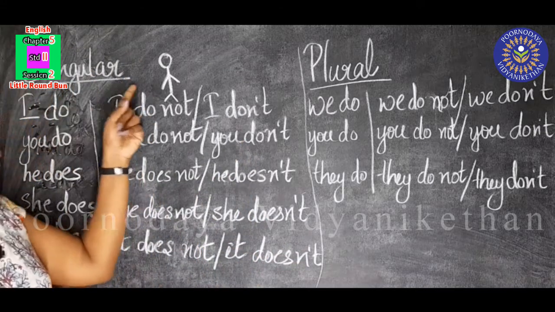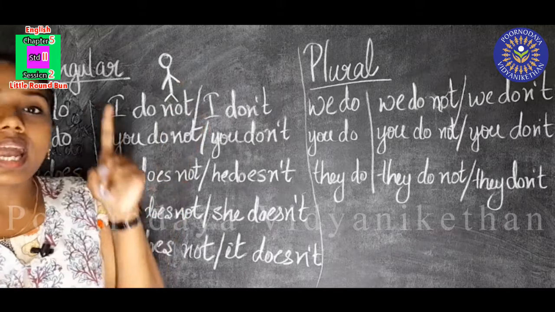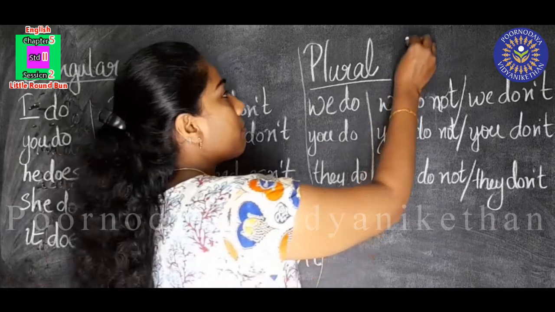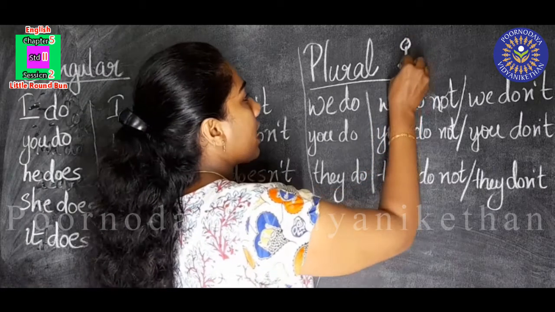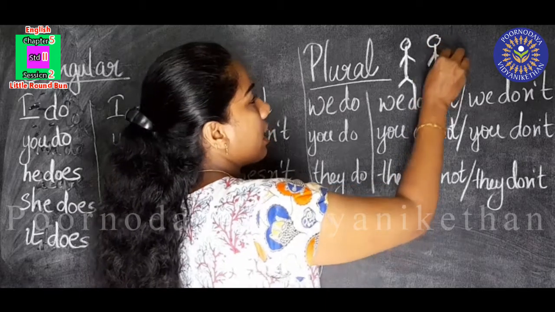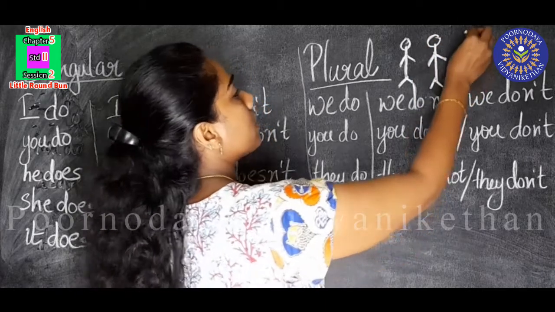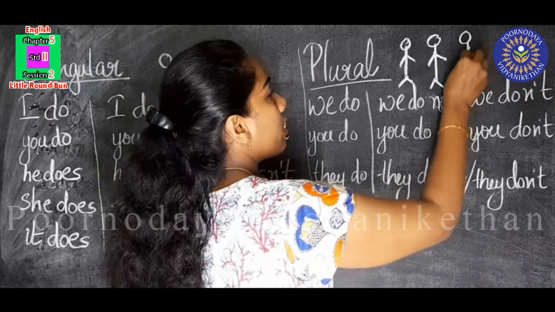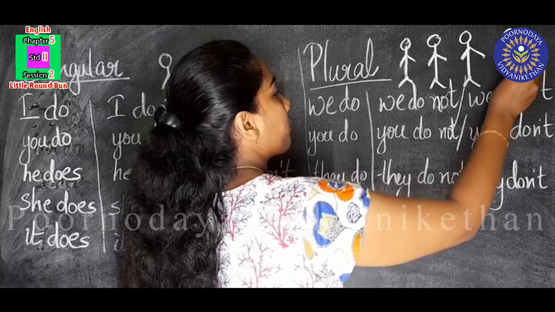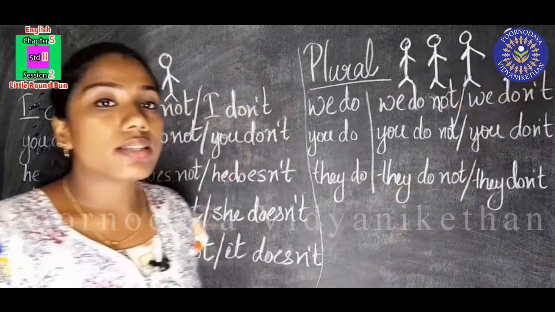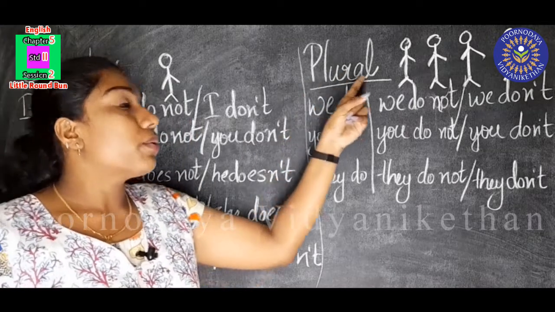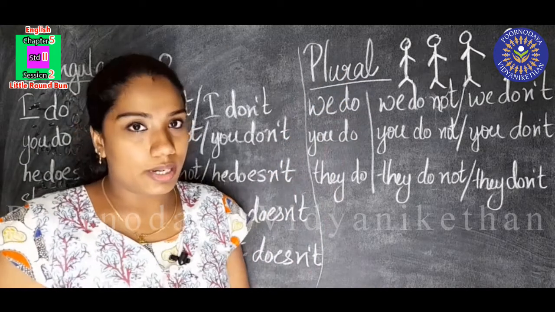So in singular, we learned there is only one person. But when we come to plural, in plural subjects, there can be more than one person. It can be two persons or three persons or even four. Did you understand, children? So, singular means one person and plural means more than one person.